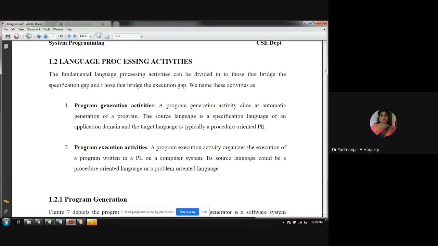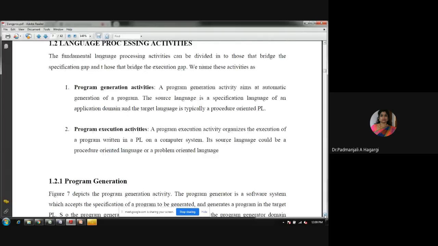A program generation activity aims at automatic generation of the program. The source language is a specification language of an application domain, and the target language is typically a procedure oriented language.